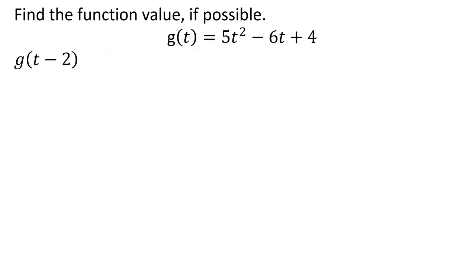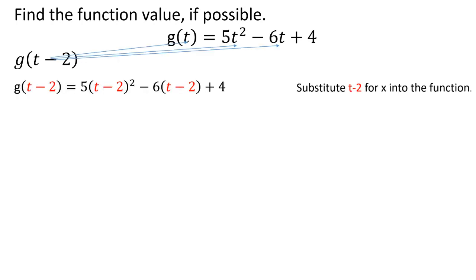Okay. All right. Let's do this next one. Find the function value if possible. g of t is equal to 5t squared minus 6t plus 4. Now, on this one, again, they want us to input an expression. It's not a single value, it's an expression, but we handle it the same way. Everywhere we see t, we want to replace it with this expression, t minus 2. So we have 5 times t minus 2 squared minus 6 times t minus 2 plus 4.